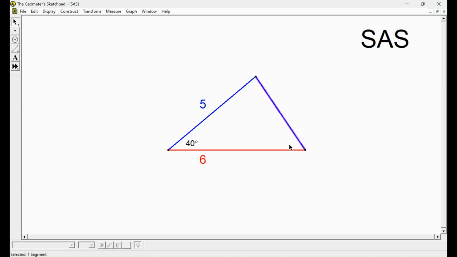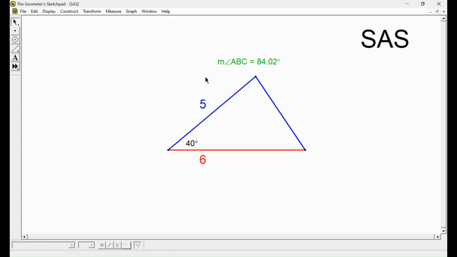I have no idea. I mean, I could use my drawing program to measure them. Let's find out. Measure angle. Looks like it's about 84 degrees. That's fine. Let me get these labels out of here. They're annoying me. So this angle up here at the top is about 84 degrees. So we can definitely create a triangle with a 5, a 6, and an included angle of 40.